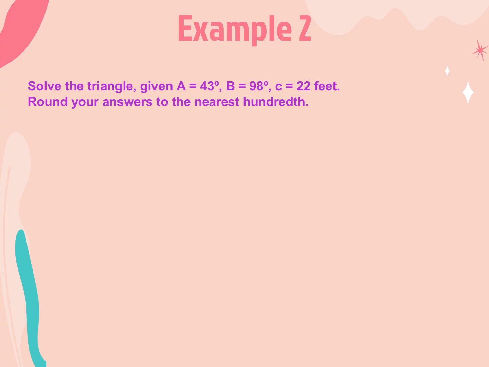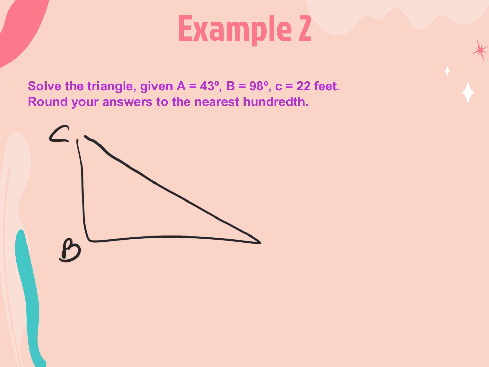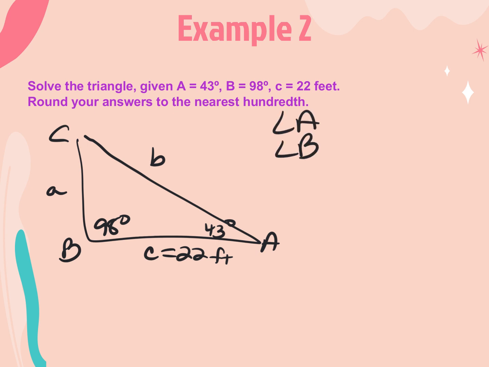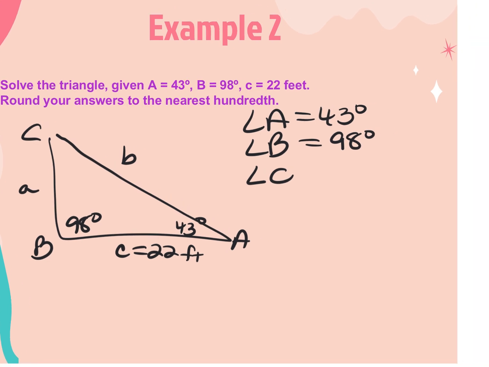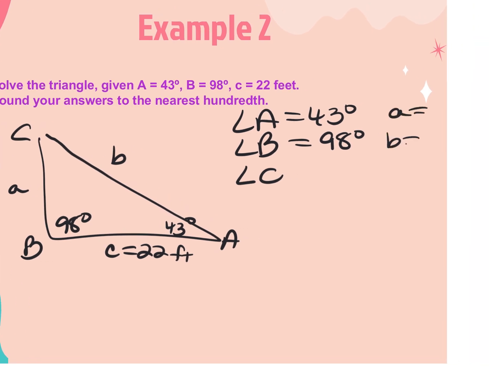So our next example, let's go ahead and give ourselves a visual. CBA, and they gave me angle A is 43, angle B is 98, and side length C is 22. And this will be little a, little b. Okay, so again, let me set this up. A, B, C, 43, 98. Little a, I don't know. Side B, I don't know.